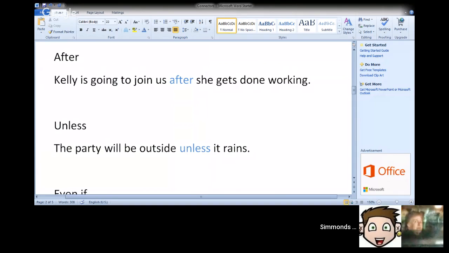So we could also say the party will be outside... Wait. Now I have to think of how we would say it. The party will be outside if it doesn't rain. If it doesn't rain. Okay. So it has to be negative.